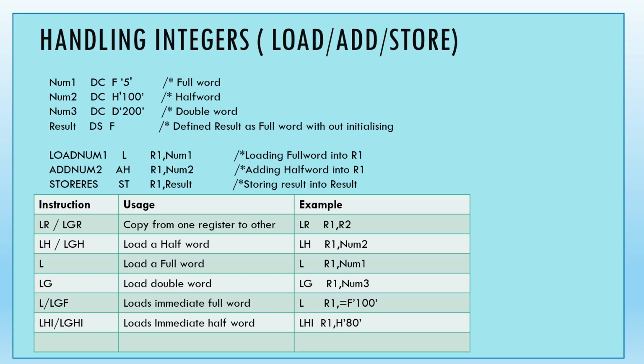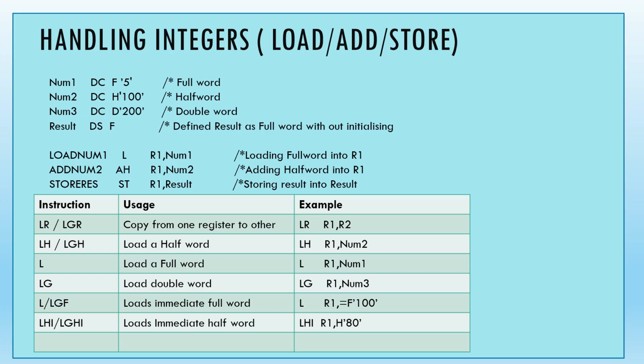Now AH, what is it doing? We are adding a half word. What is this half word here? Num2. So num2 is getting added to R1. R1 is the existing register which has a value of 5, and we are adding 100 to it. So right now R1 has a value of 105.